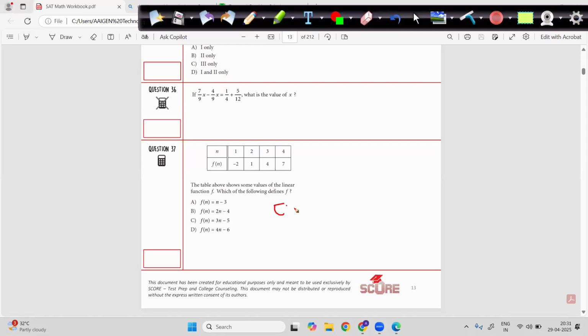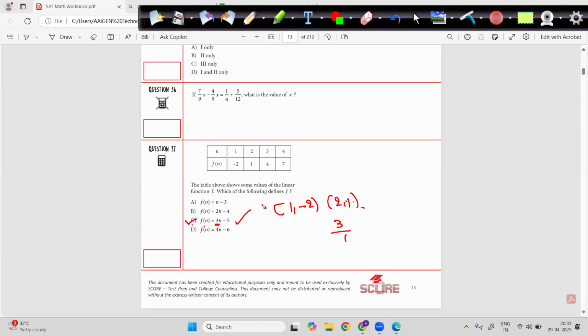You can take any 2 points, 1 comma minus 2 and 2 comma 1. Find the slope: 3 by 1. 3 should be the slope. The only function with 3 slope is C. So C should be the answer. That is one way to do it.